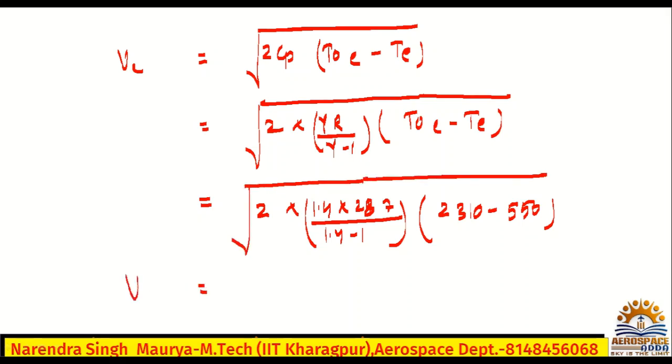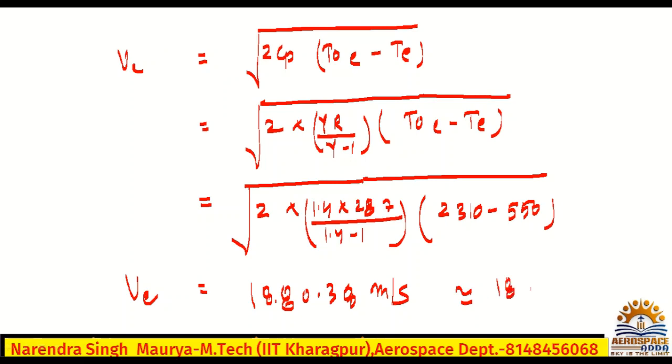So we'll calculate this value. 2 into 1.4 into 287 divided by 0.4, into in bracket 2310 minus 550. Okay, we'll take the root of it. It's 1880.38 meter per second, or approximately you can say 1880 meter per second. This is your answer.